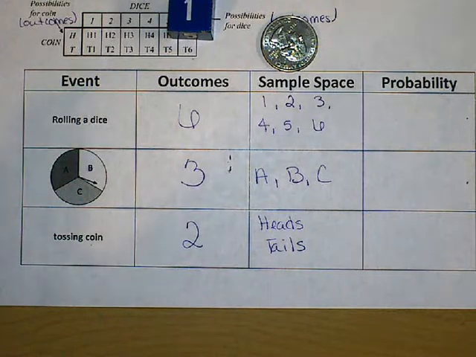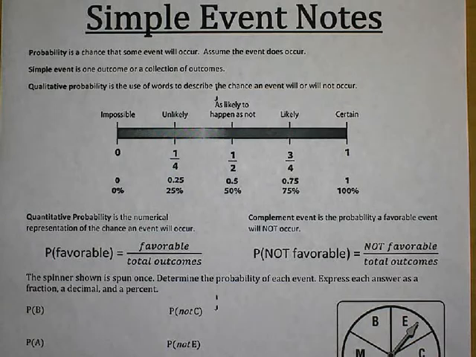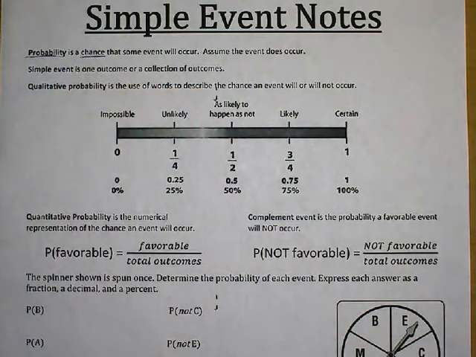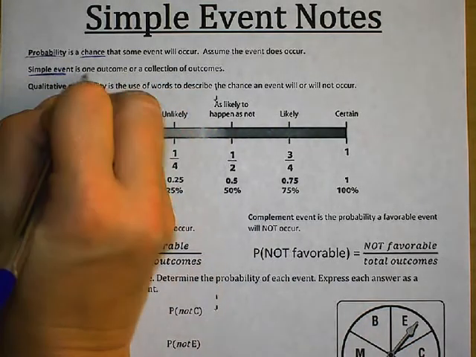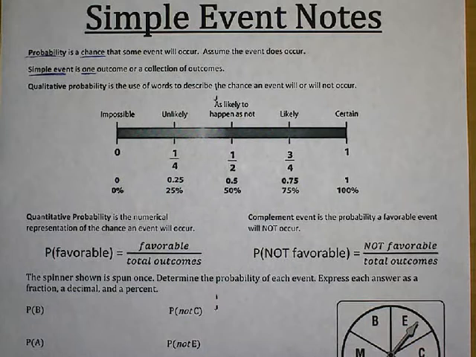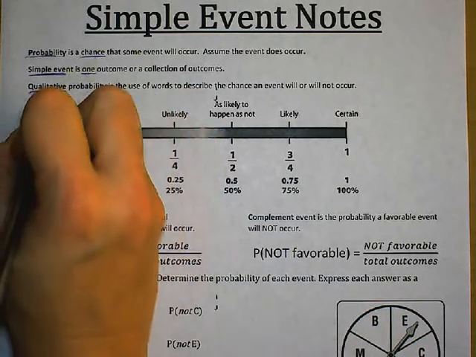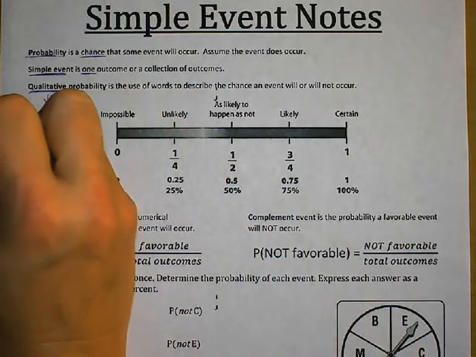Let's flip our paper over and talk about simple events for just a moment. When you are asked to find the probability or a chance that an event will occur on a simple event, it means that there is only one event. There are 2 types of probabilities that we look at. We look at the qualitative probability, which is a verbal description using words.